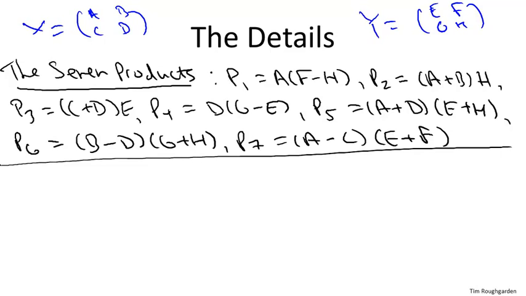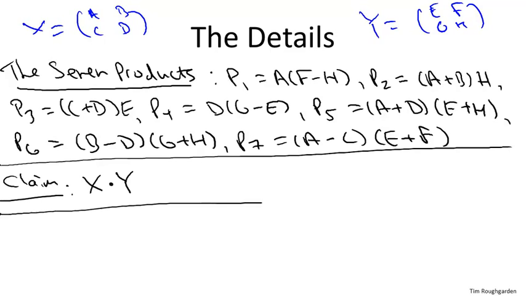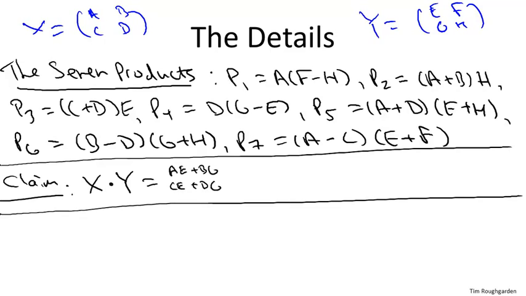Now, the question is, why is this useful? Why on earth would we want to know the values of these 7 products? So the amazing other part of the algorithm is that from just these 7 products, we can, using only addition and subtraction, recover all 4 of the blocks of X times Y. So X times Y, you'll recall we expanded in terms of the blocks. We previously computed this to be AE plus BG in the upper left corner, and then similarly expressions for the upper right, lower left, and lower right blocks. So this we already know.